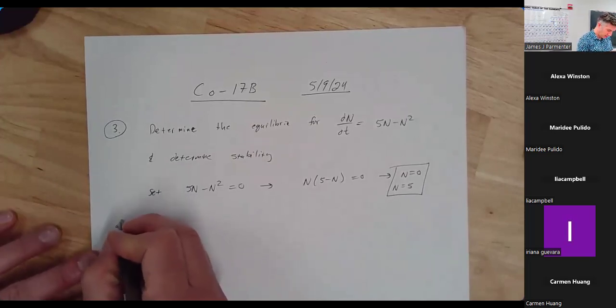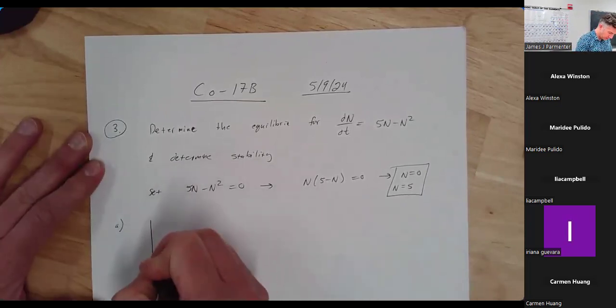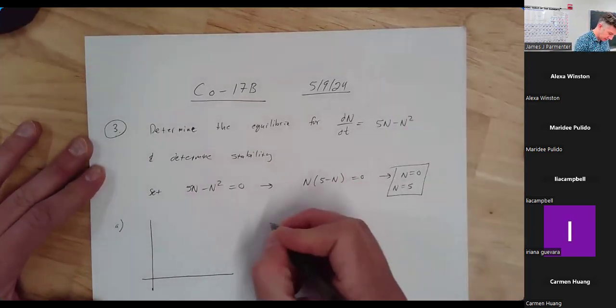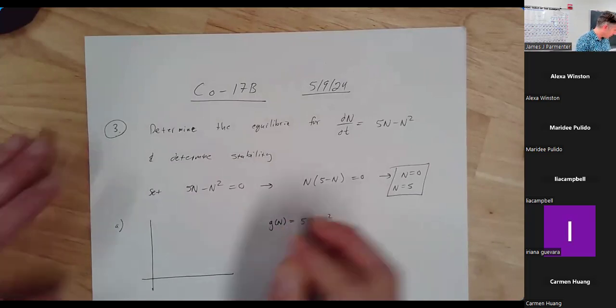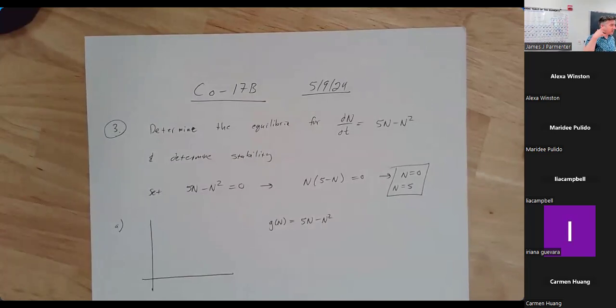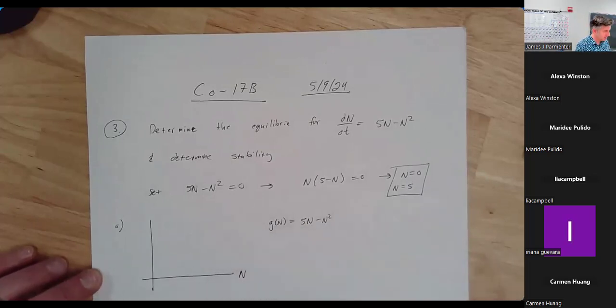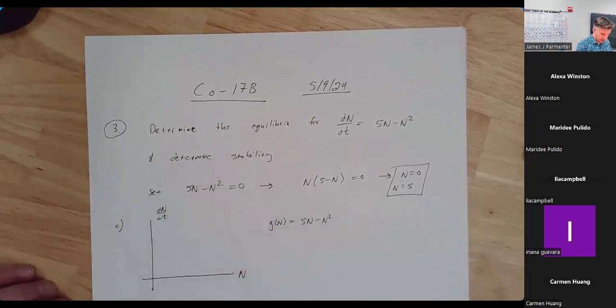So for part A, we're asked to determine stability using the graphical approach. When you're doing the graphical approach, you're drawing the graph of this thing. You're essentially thinking of this as g of N equal to 5N minus N squared. Or if it's easier for you to think of it, you can think of f of x equal to 5x minus x squared, but don't write it. We already have the intercepts, 0 and 5. I would definitely encourage you to label your axes, by the way. The horizontal axis is N. The vertical axis is your dN/dt. My intercepts are N equal to 0 and N equal to 5.